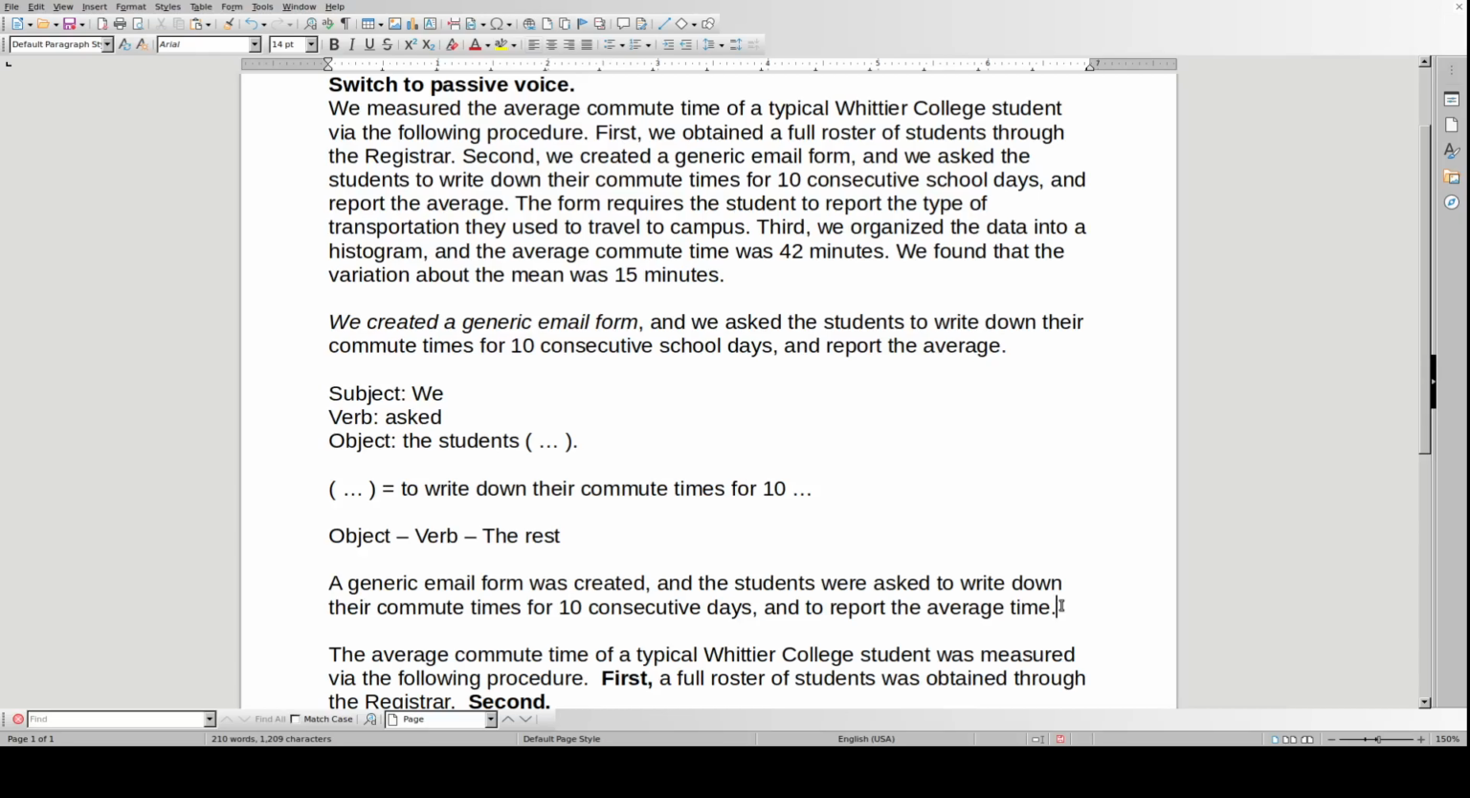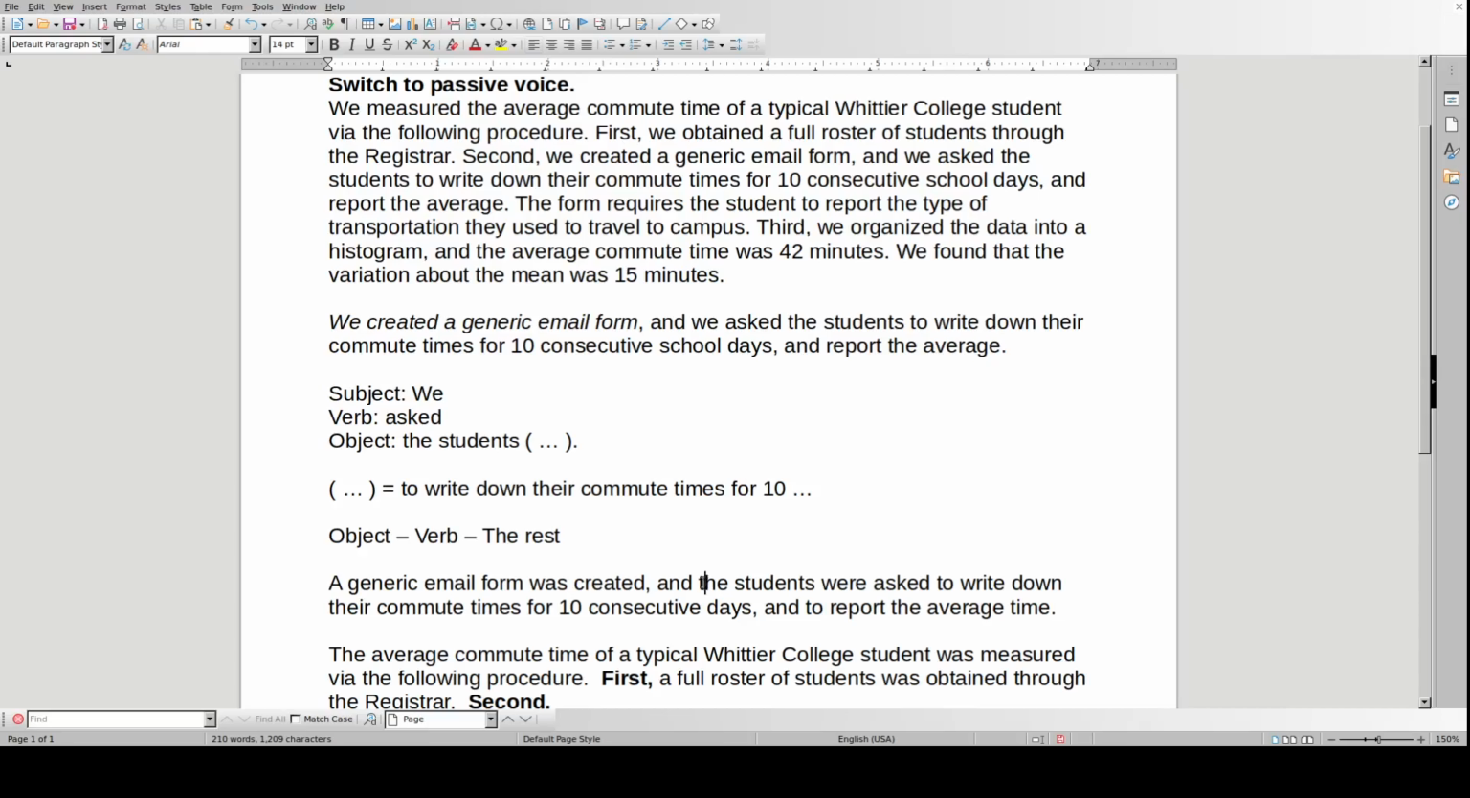So there's one more thing that we might modify with this sentence since we're here. A generic email form was created and the students were asked. So technically the sentence is about two things. The first part, a generic email form was created, that's about the email form. The second part, and the students were asked to write down, that's about the students. And we want the sentence to be about one idea the whole time.